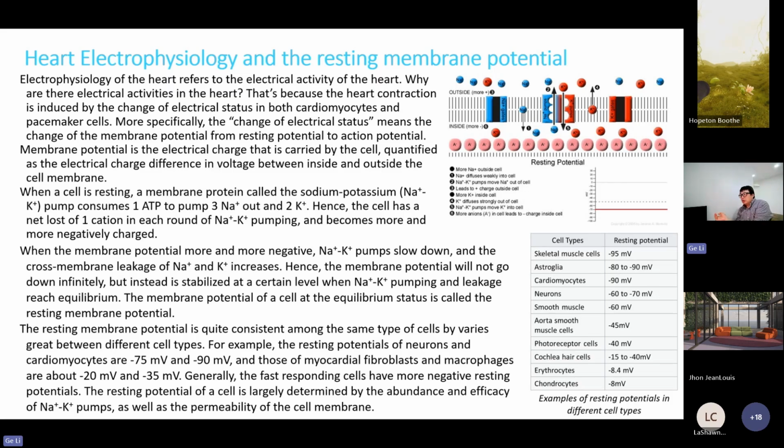But in some other cells, one of the most inactive cells in our body is the cartilage cells, the chondrocytes. They are very inactive. So their membrane potential, you can take a look here, is very small, only -8 compared to -90 in the cardiomyocytes, the skeletal muscle cells and the neurons. So that's why I guess maybe it happened to you.